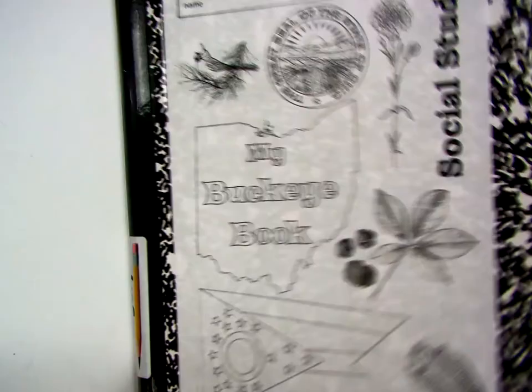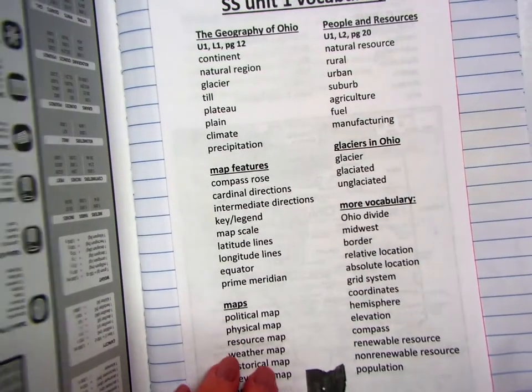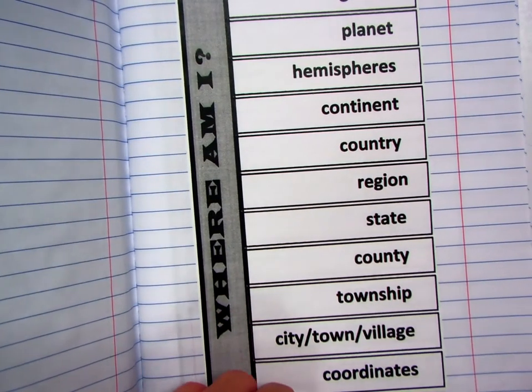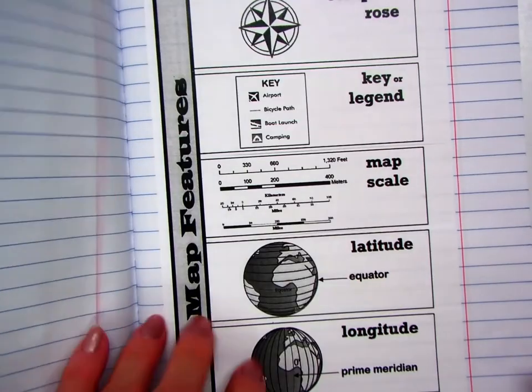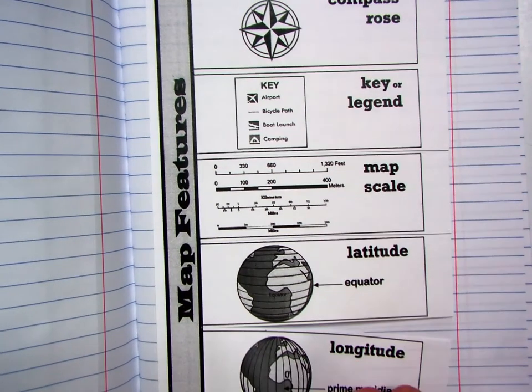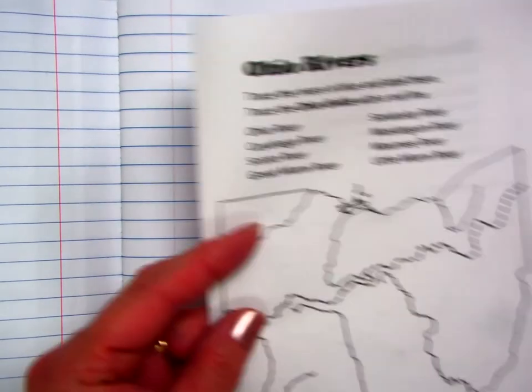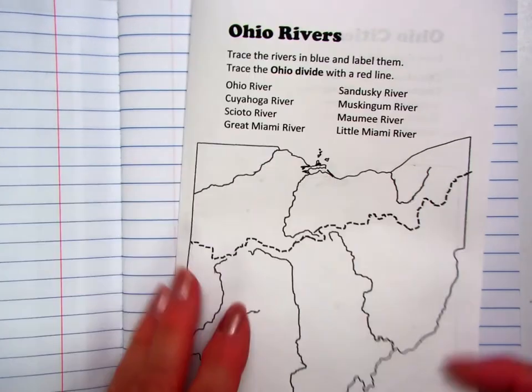I'm going to show you today what page to put in your Social Studies composition book. You're going to open your Social Studies composition book to the last page that you have something on, which may be map features or where am I. And you're going to turn to the next page, that's blank, and on the right hand side of the paper, you're going to glue in this fold up.